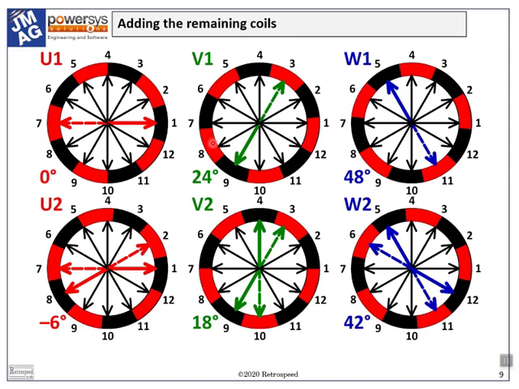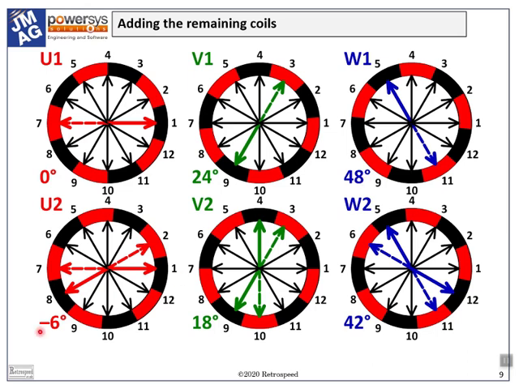So far, we have decided the connections for only half the coils, the ones in the top row. At those positions, 0, 24, and 48 mechanical degrees, no other coils were in perfect alignment with a magnet.